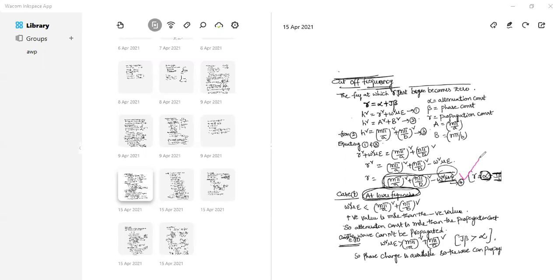After that, we have seen some cases, what happens if the imaginary part is more than the real part. Actually, this is the basic expression: gamma is nothing but alpha plus j beta. Alpha is the attenuation constant, beta is the phase constant, and gamma is the propagation constant.